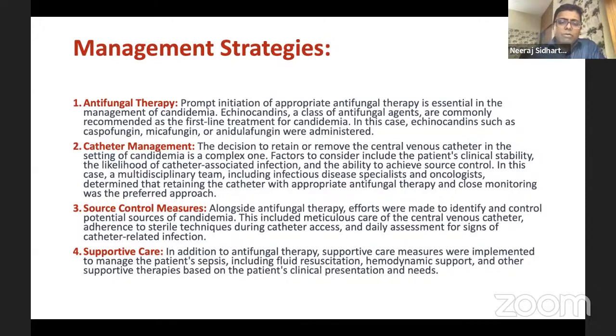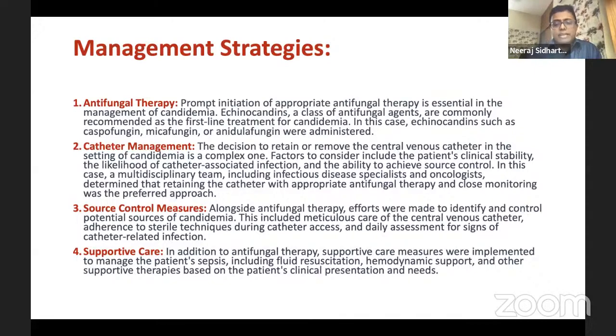Now, how do we decide on whether to keep the catheter or remove it? See, we consider factors like clinical stability, the likelihood of a catheter-associated infection, and the ability to achieve source control. So in our case, we kept the catheter with the appropriate antifungal therapy, and we gave close monitoring till the patient recovered from the neutropenia.